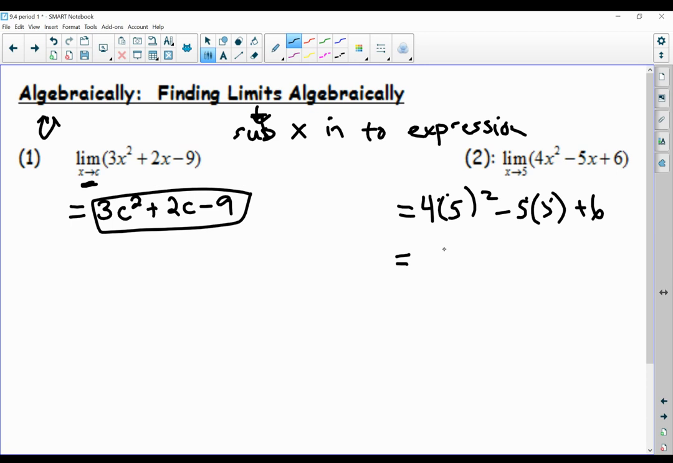So if I work this out, 5 squared is 25 times 4 is 100. Make sure you square before you multiply. Minus 25 plus 6. That's 75 plus 6, which is 81. So I get an actual height of 81, which would be the intended height as well.